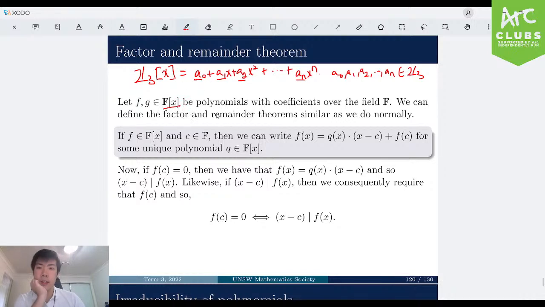We can define the factor and remainder theorems similarly as we do normally. So if f is within F[x] and c is an element of F, then we can write f(x) equals q(x) times (x minus c) plus f(c). So essentially, we're taking this as the divisor, the factor. This is our initial polynomial.